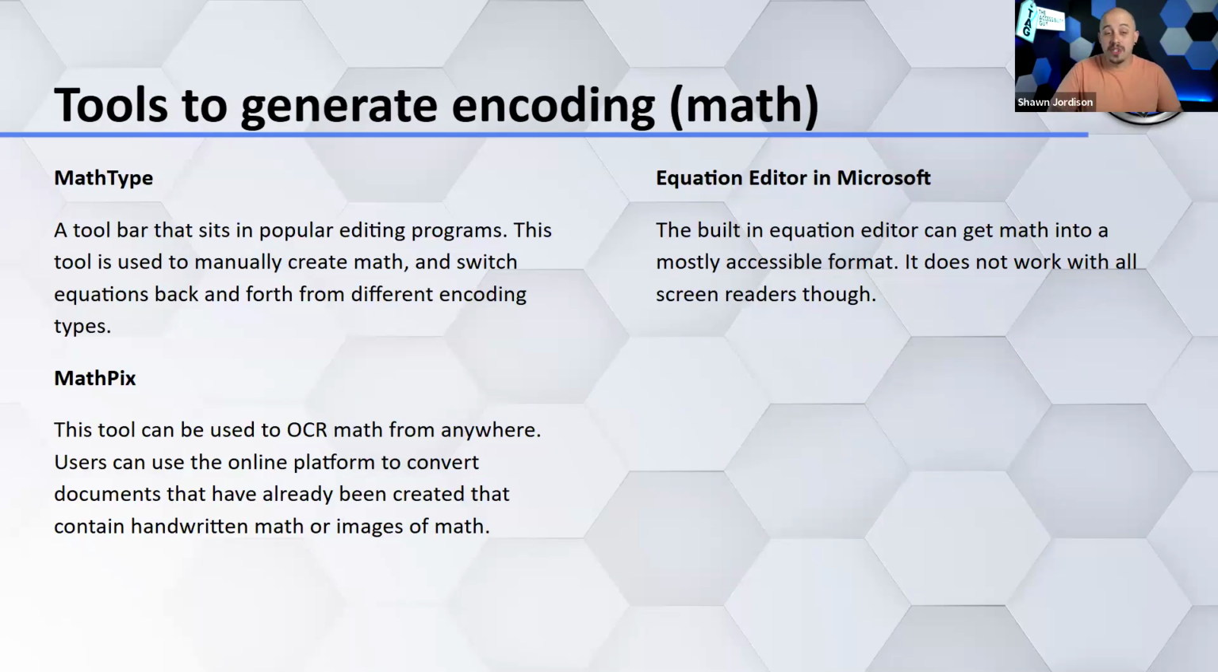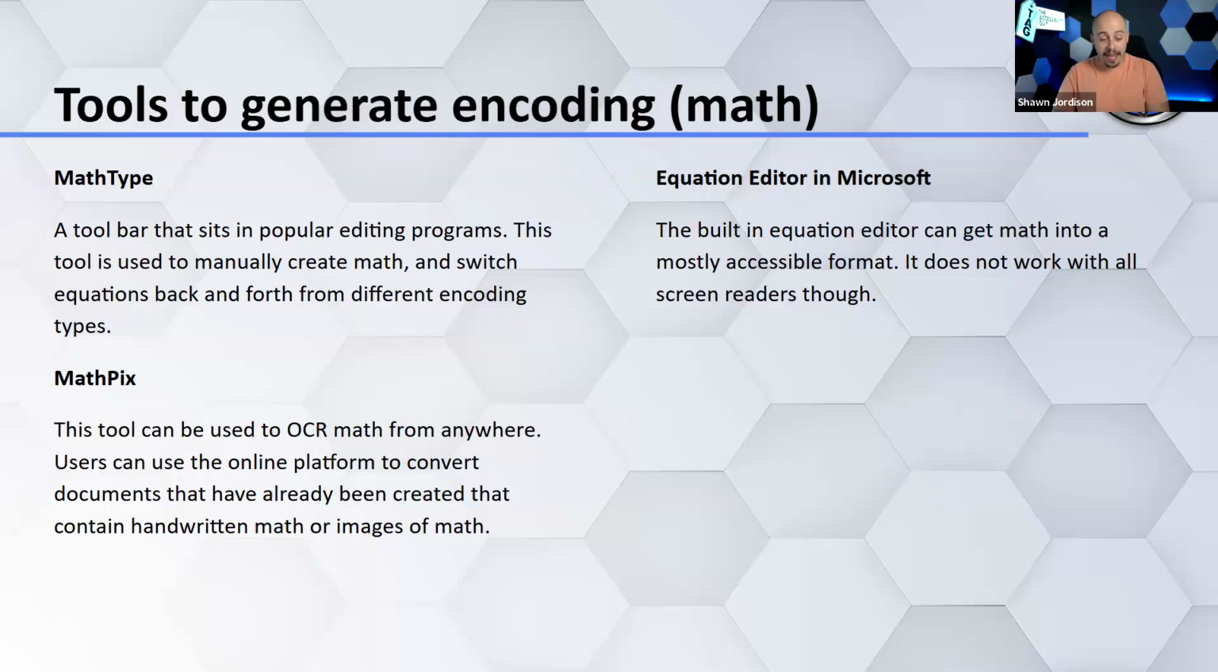Next, we're going to talk about some tools to generate encoding. Now, first, I'm going to give you an overview of these tools, and then at the end of this slide deck, I have some workflows that we're going to work through, and I'm going to demo some of these tools. So first and foremost, we have a tool called MathType. MathType is a toolbar that sits in popular editing programs. This tool is used to manually create math and switch equations back and forth from different encoding types.